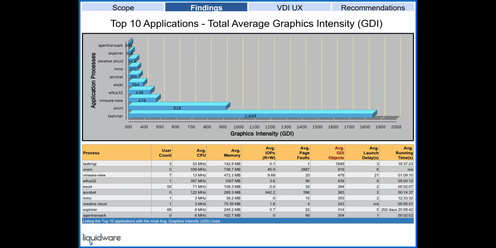So wait a second, Task Manager is chewing up 1849? So you're telling me that simply opening Task Manager will chew up 1.8 times what it takes to render a movie? Yeah. Well, look at Zoom. Zoom's at 919, about the same as what it takes to render a 720p Blu-ray movie. Is that all being pushed onto the CPU? Yes, it is. So having access to this data is absolutely massive.